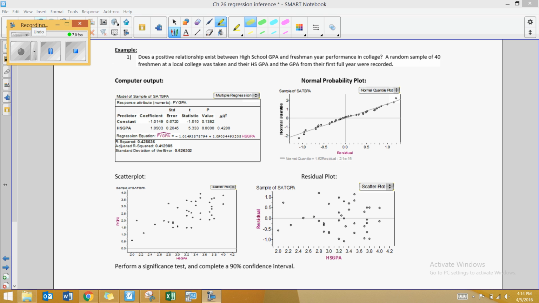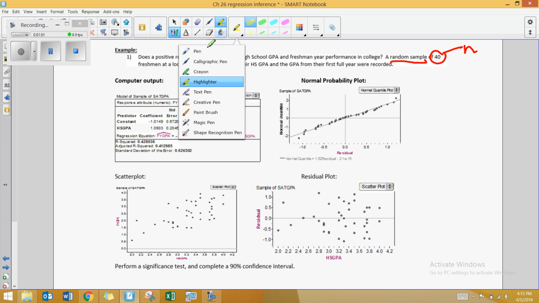Okay, so right here what we're going to look at is, does a positive relationship exist between high school GPA and freshman year performance in college? A random sample, that'll probably be important later, of 40 freshmen, that will also probably be important, that's my N, at a local college was taken, and their high school GPA and their GPA from their first full year were recorded.